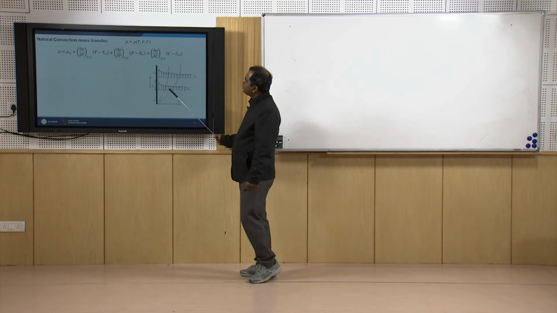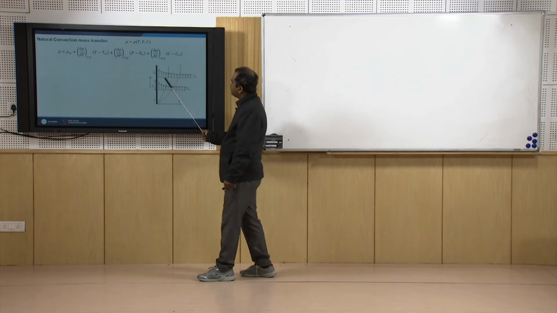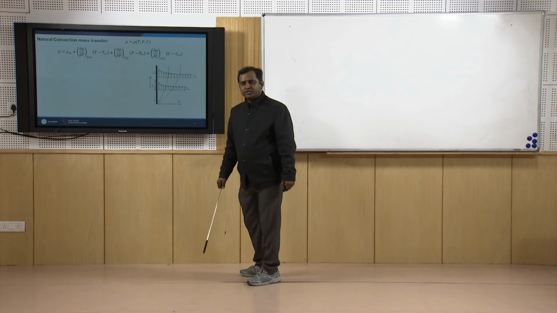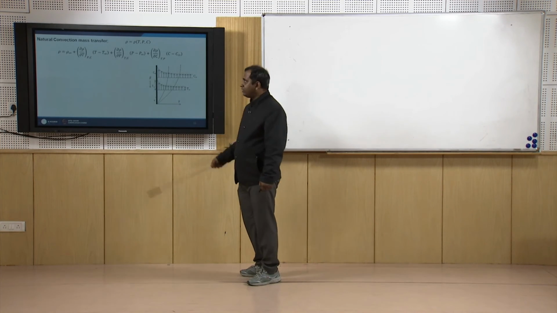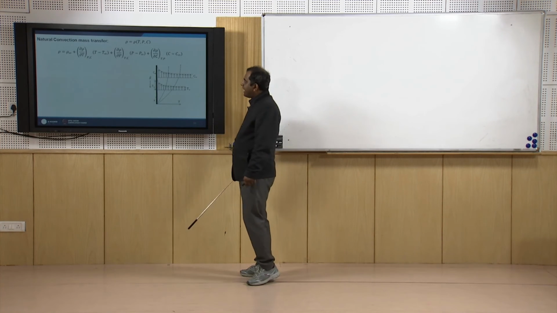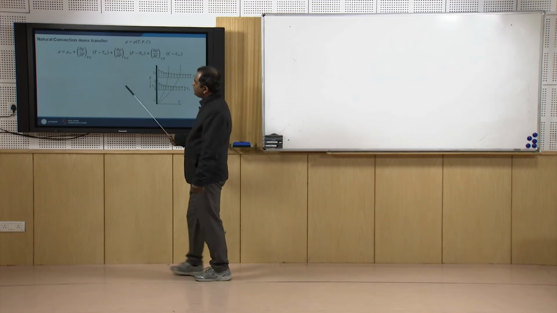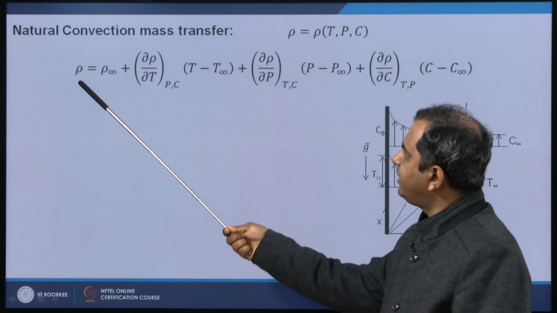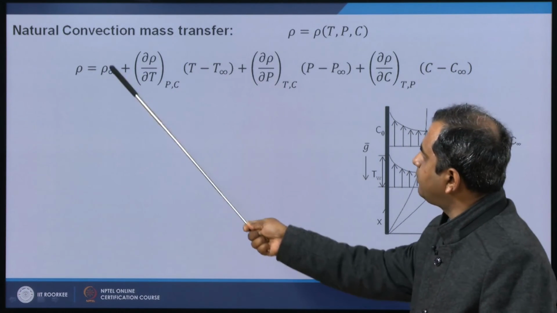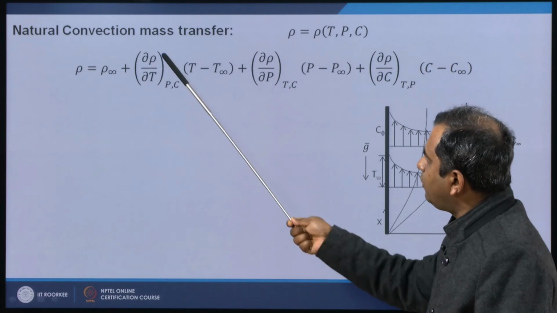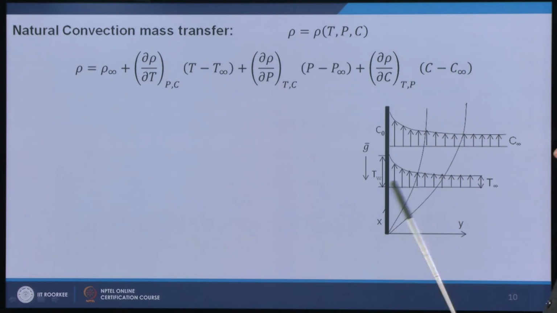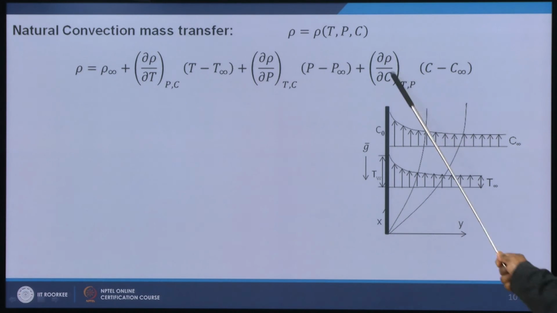Then we have to see how the momentum equation is going to change, especially the buoyancy term, because this is natural convection. Earlier, using the Boussinesq approximation, we wrote rho equals to this first term only, where del rho del T came into the picture. But in this case we also have to consider the del rho del C term, because the concentration gradient is also coming into the picture. So this term we need to add.